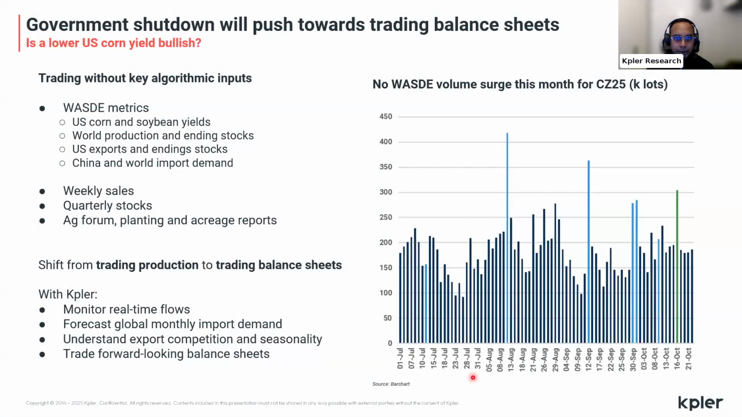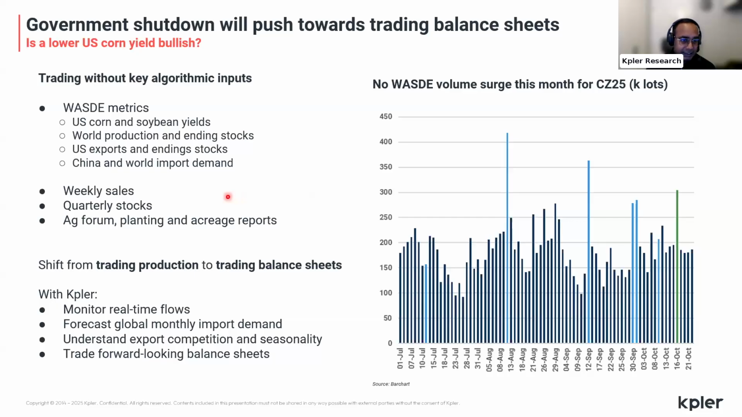With the government shutdown, there are key metrics that are released weekly and monthly by the USDA and other agencies which traders don't have access to. A few algorithmic inputs that the trade uses depend on the season, but right now, in the October WASDE day, people were looking for updates on the corn and soybean yields. They would look at key global numbers such as world production and ending stocks, and US ending stocks as well. Also looking for big changes in world import demand, especially with China.